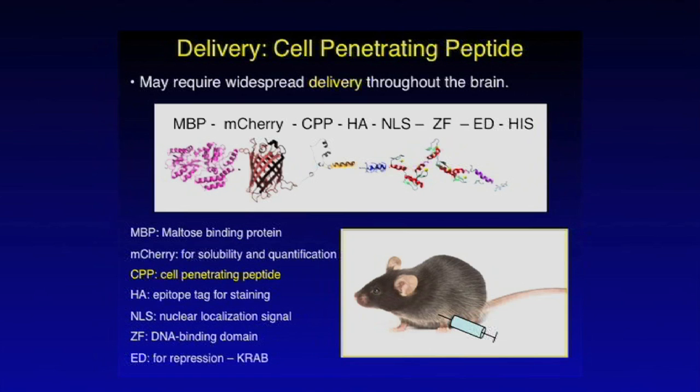And it's got a bunch of other stuff on it. But one of the main things that it has that we think is important is this part that's called a cell-penetrating peptide. So we could deliver this artificial transcription factor with a viral vector by injecting it into the brain, much like the other gene was delivered. But in this case, we're using the cell-penetrating peptide.